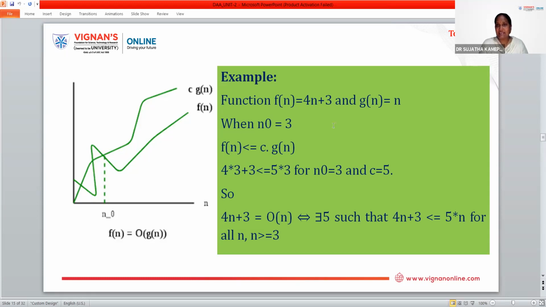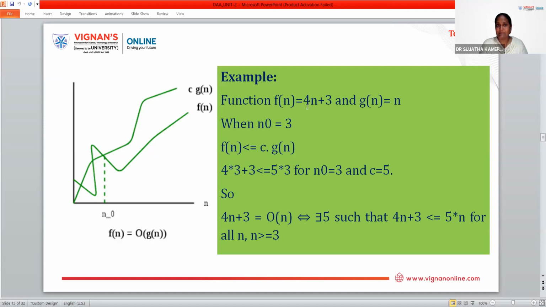So here you can see an example. F of n is given as 4n plus 3 and g of n is given as n. Now, for which values of c and n naught is g of n to be called the upper boundary for the function f of n? We can say the function f of n is equal to big O of g of n when the inequality f of n less than or equal to c into g of n is satisfied.